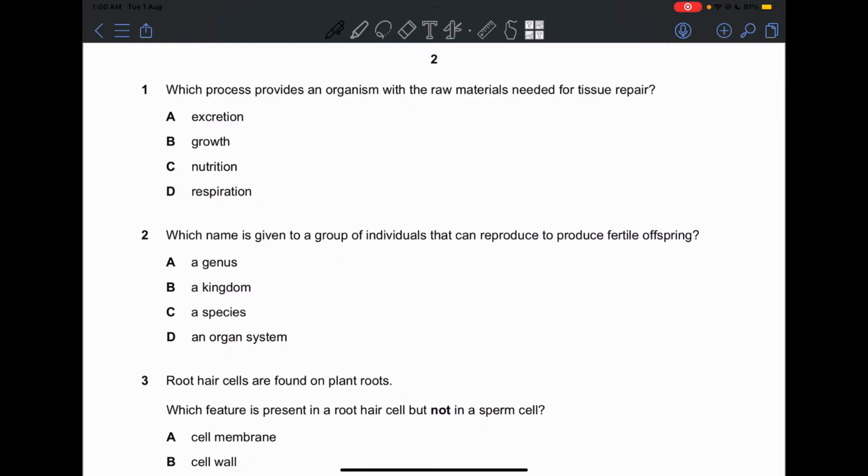Question number 1 says, which process provides an organism with the raw materials needed for tissue repair? Of course, this is going to be nutrition, because nutrition provides the raw materials needed for respiration, which provides energy for the organism. So our answer is going to be C.